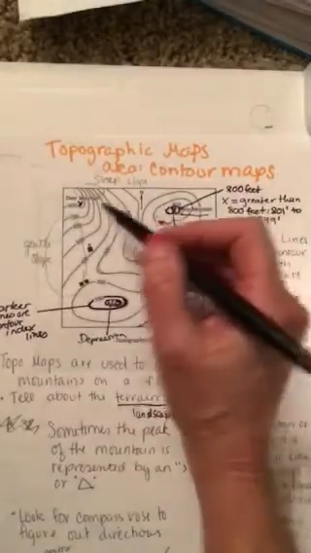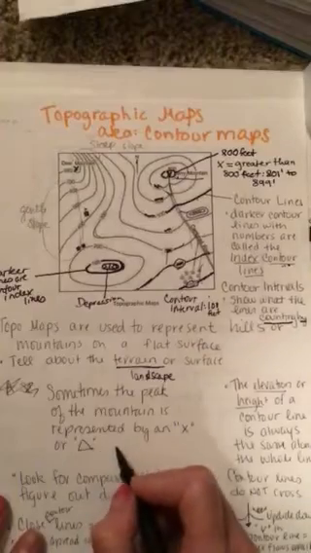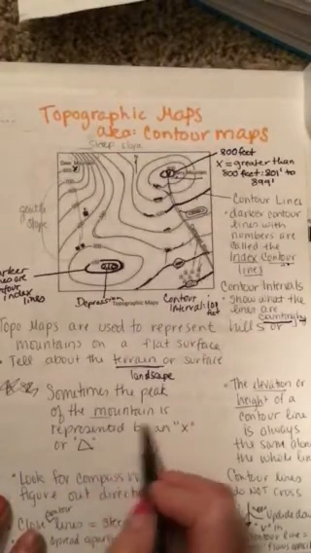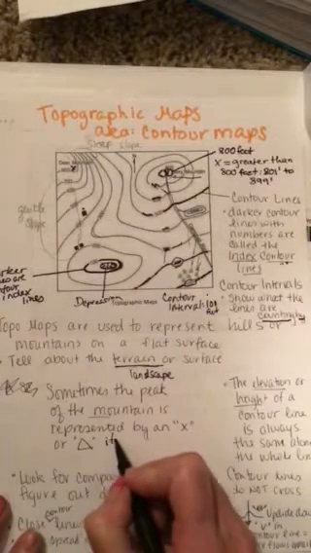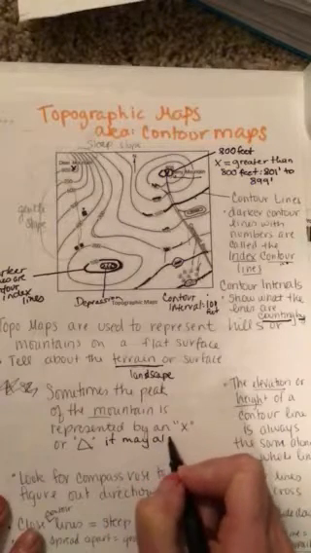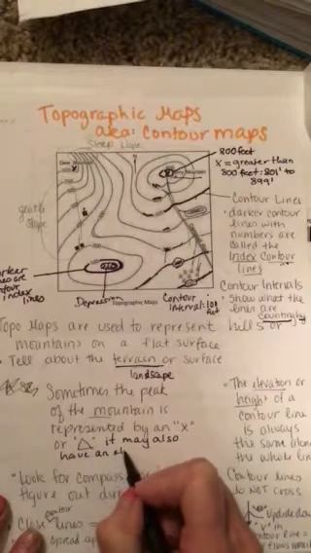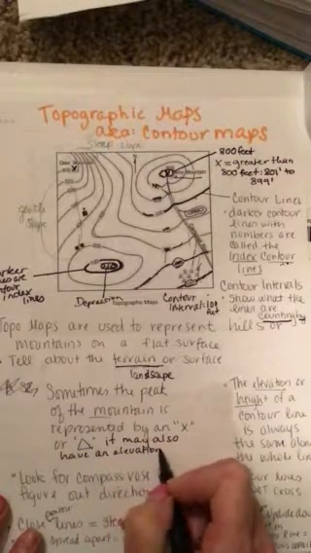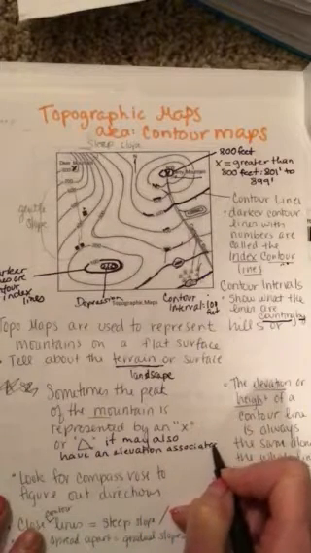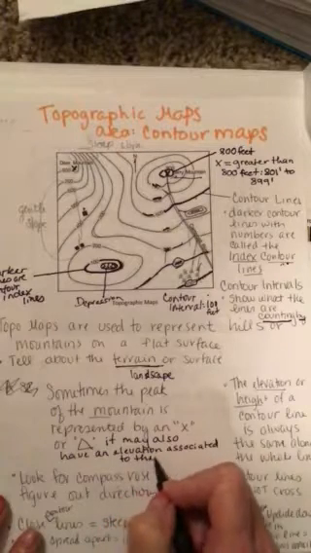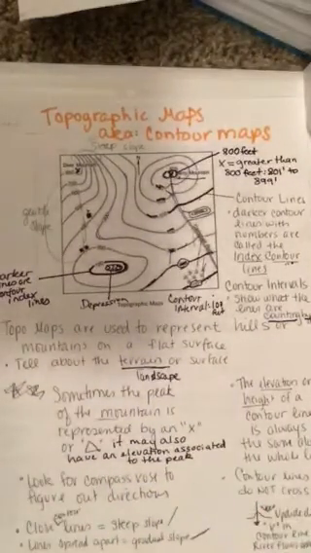Sometimes if you get an X or a triangle to mark the peak, you'll also get a number associated with it. So if the peak of the mountain is represented by an X or a triangle, it may also have an elevation, a number, associated to the peak. Maybe. Not always. Like on this map you don't. Some you do. Everyone's a little bit different.